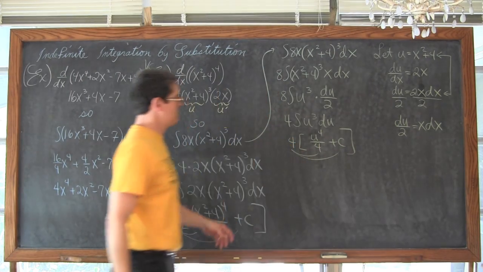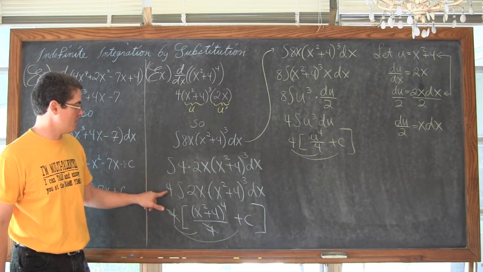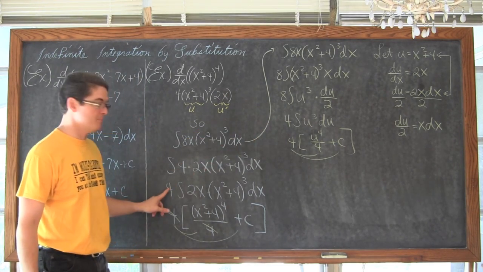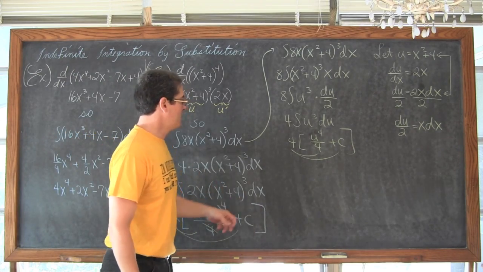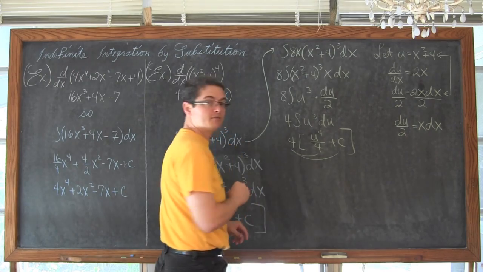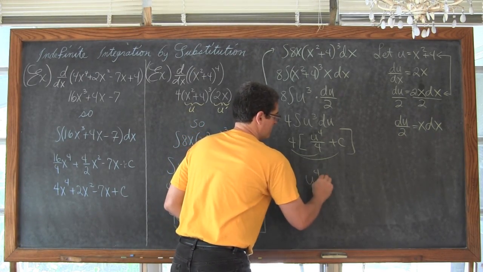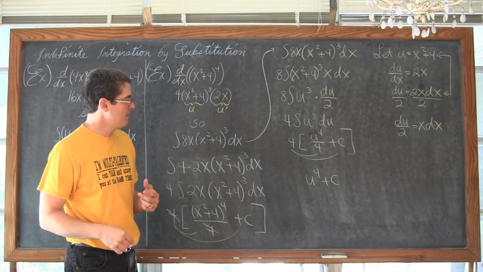Distribute that 4. Do you see that 4 sitting out in front of the integral symbol? We had that over here when we were doing it by recognizing the pattern. So we're starting to see the similarities come up. We simplify the 4, and the division by 4 cancels out. We have u to the 4th plus c. No reason to write 4c. It's still an unknown constant.